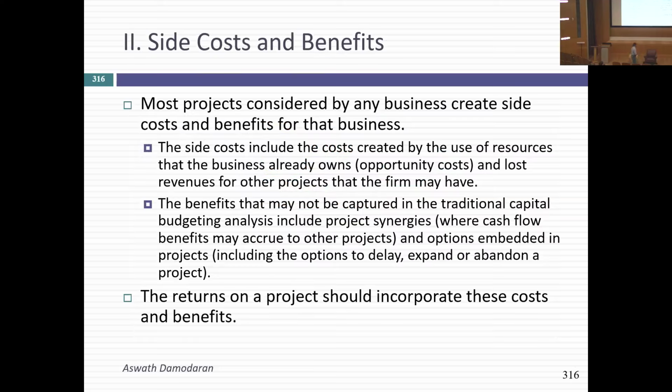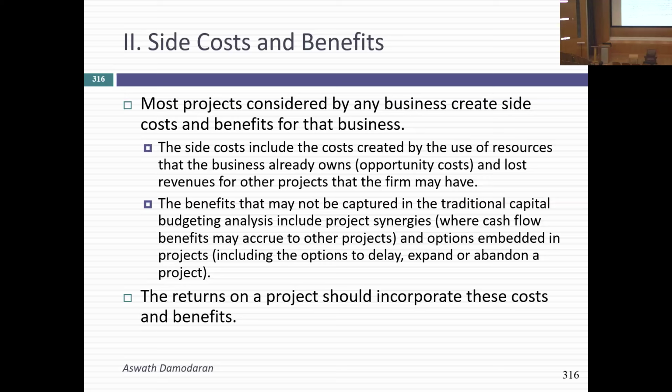Okay. So that's the different ways of looking at a project. Let's talk about side costs and side benefits. They became an issue in the case. But let's face it, any large company taking a project creates side costs and side benefits for it. Let's take a Disney movie, right? A new Disney Avengers movie. There's the movie revenues and cash flows. Does it create side costs for Disney as a company? What are the potential side costs when you have a big Avengers movie?